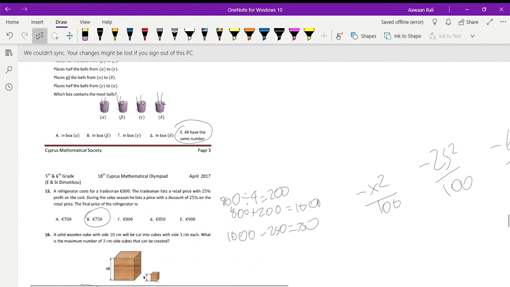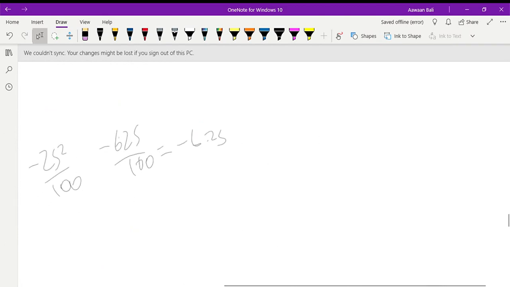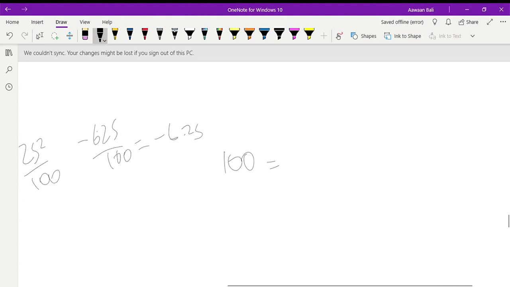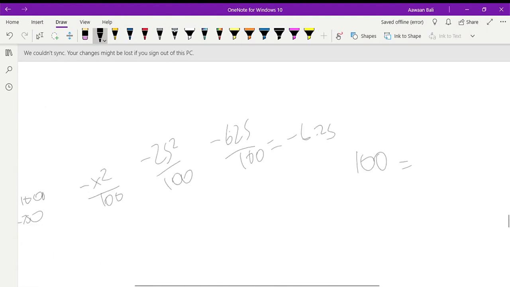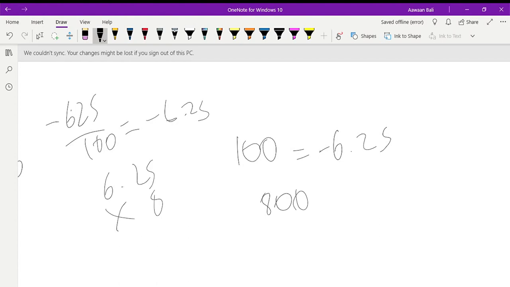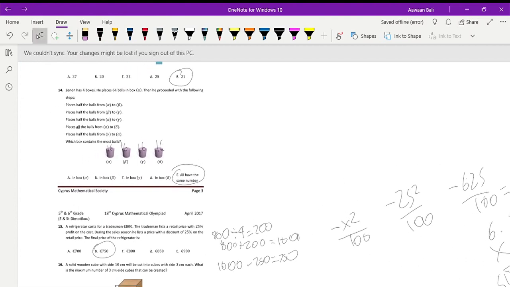Now we know basically that 100 euro gets a discount of €6.25. Then you multiply by 8. So 6.25 times 8 is 50. So 800 would have a €50 discount.